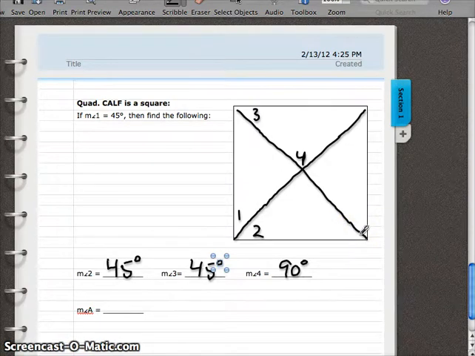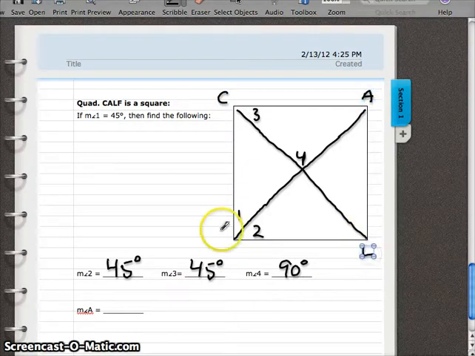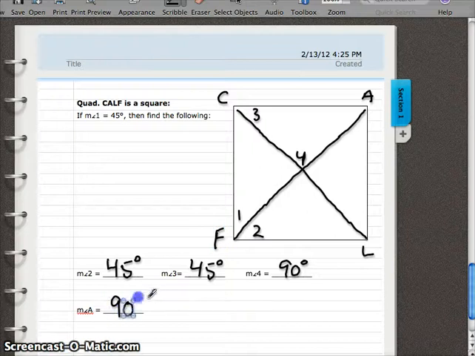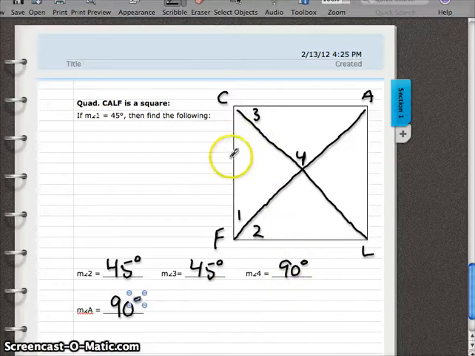Alright, angle A, well, if we label our vertices here C, A, L, and F, angle A is talking about this entire angle up here. What's this whole corner? Well, in a square, all of our corners are 90 degrees. So really, those are our special properties, talking about those three special parallelograms. So good luck applying those properties to finding missing angles and missing sides.